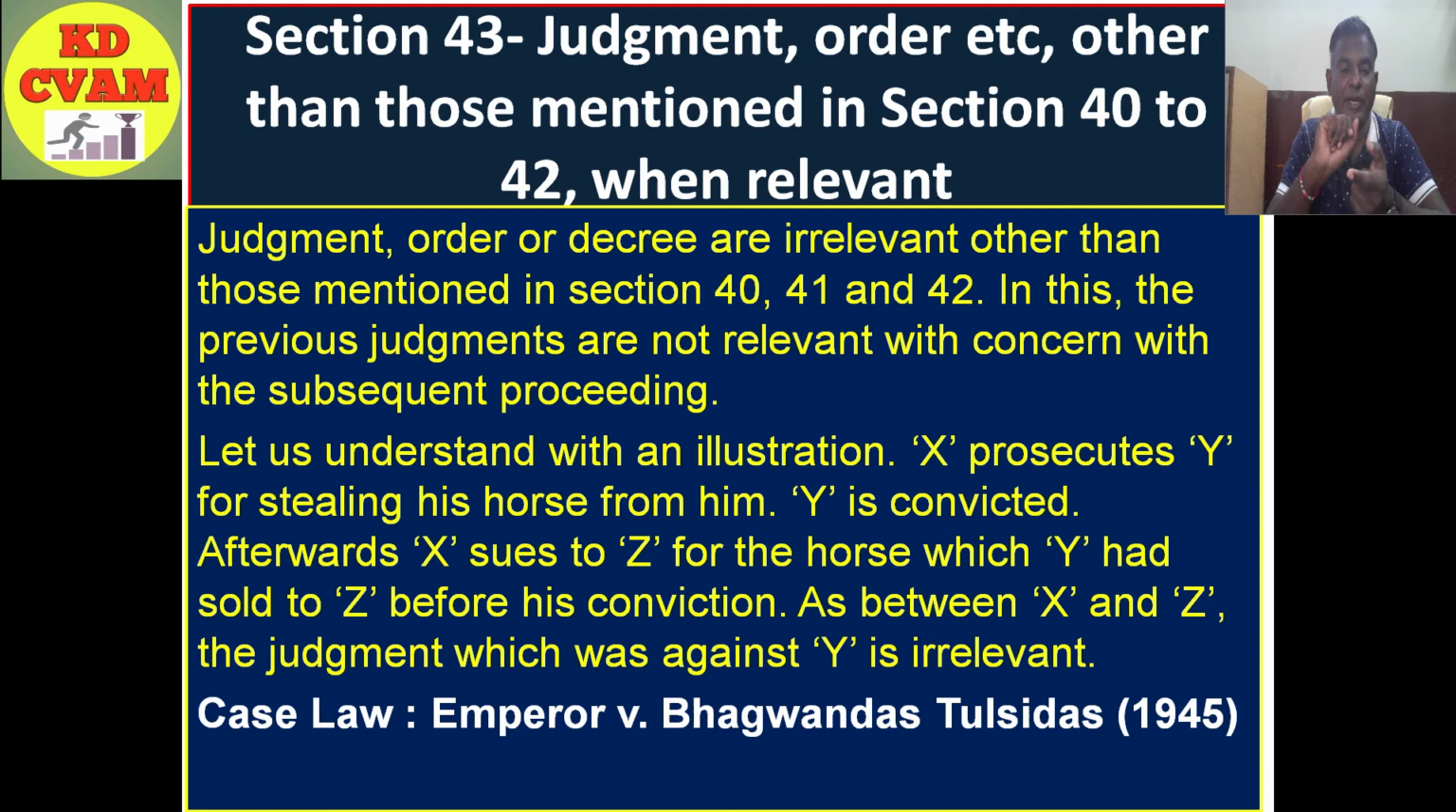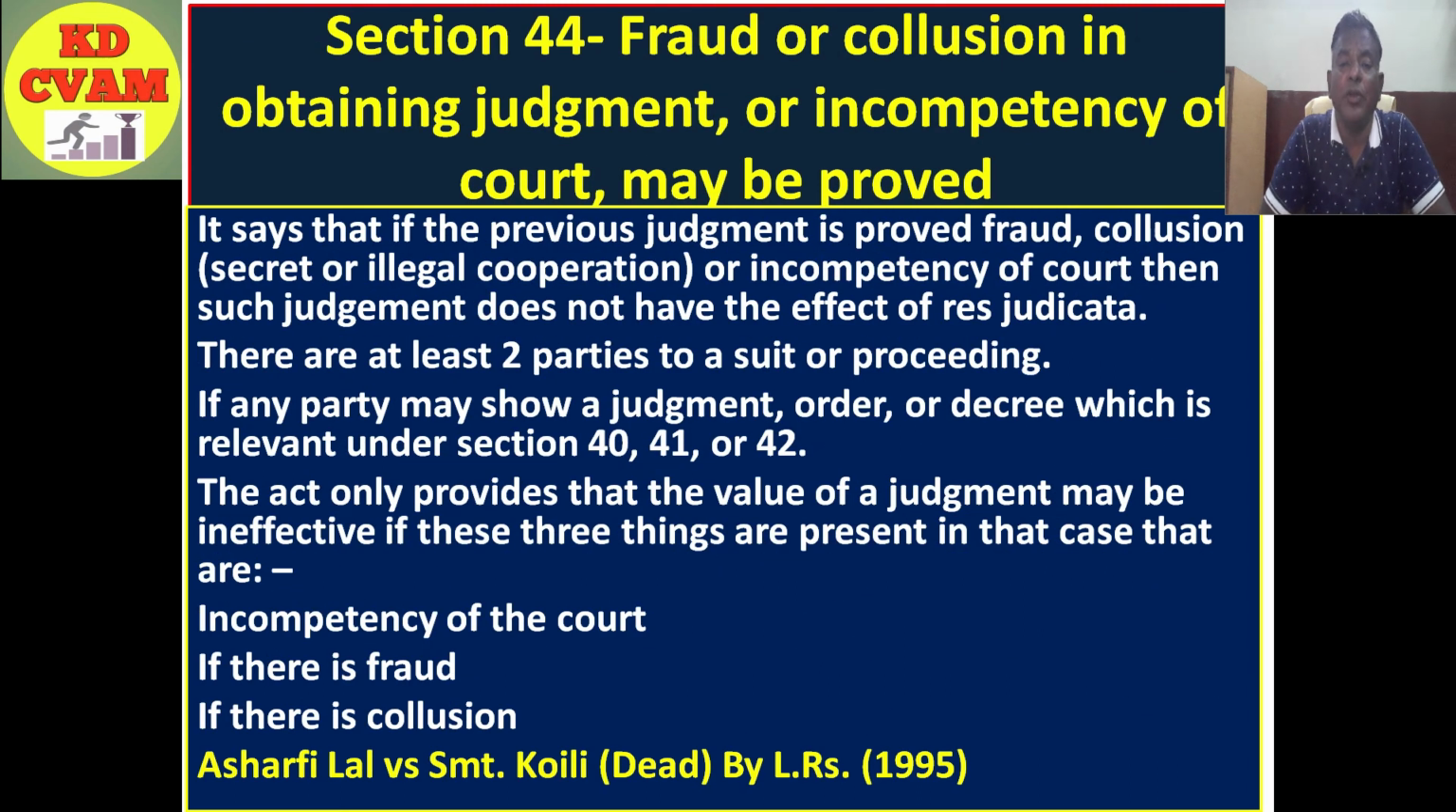Now Y is convicted. Now after some time, X sues Z for the horse which Y had sold to Z before his conviction. Now, in the new case between X and Z, the old judgment against Y cannot be relevant. So the case against Y becomes irrelevant, right? This is what section 43 says. Now the case law is Emperor versus Bhagwan Das Tulsidas, 1945. Now section 44: fraud or collusion in obtaining judgment, or incompetency of the court, may be proved.